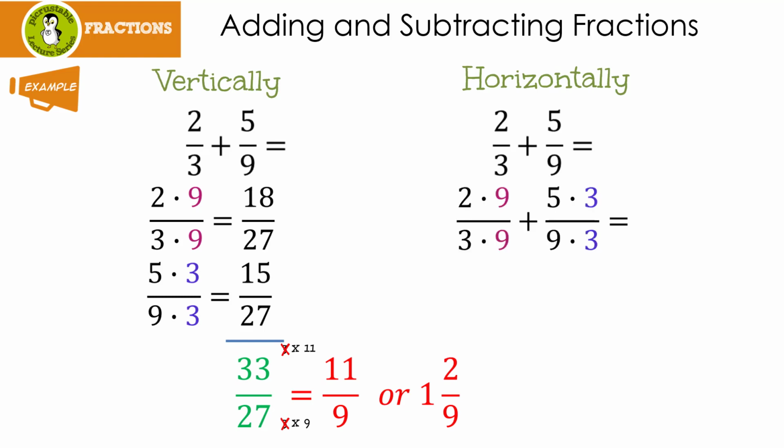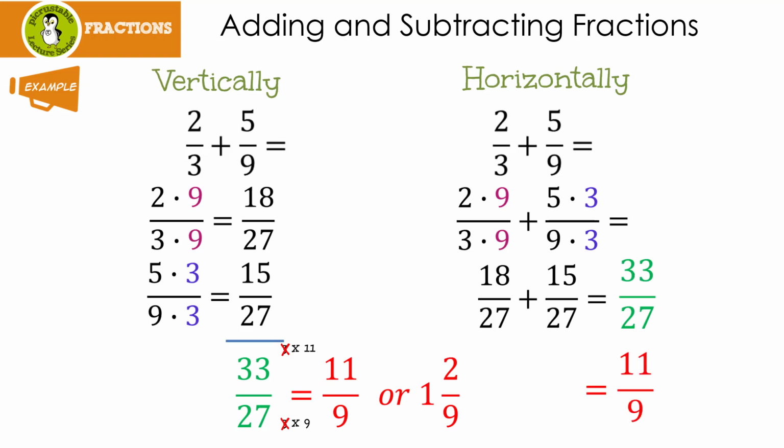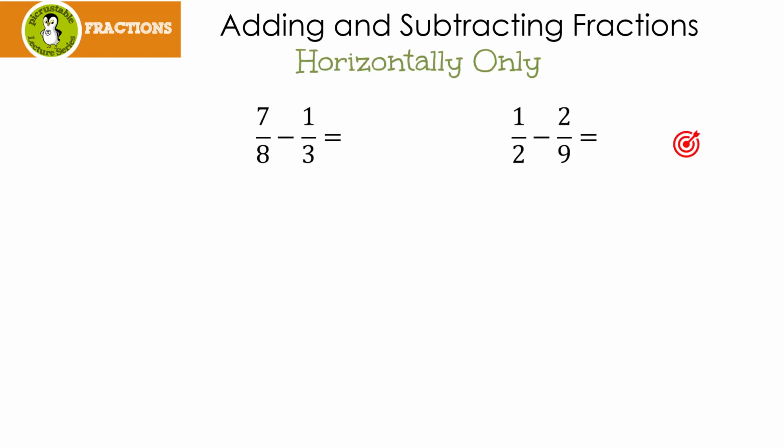Let's do it horizontally. Once again, I'm taking 2/3 times the other denominator, which is 9. And then I'm taking 5/9 times the other denominator, which is 3. 2 times 9 is 18, 3 times 9 is 27. 5 times 3 is 15, and then 9 times 3 is also 27. Oh my goodness. When we add them, once again, we get 33 over 27. We reduce it, and here's our mixed number. Awesome.